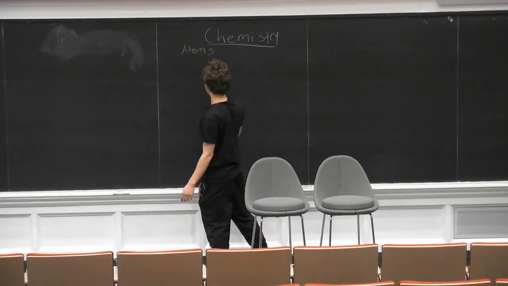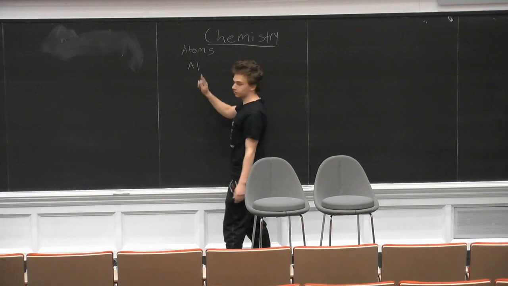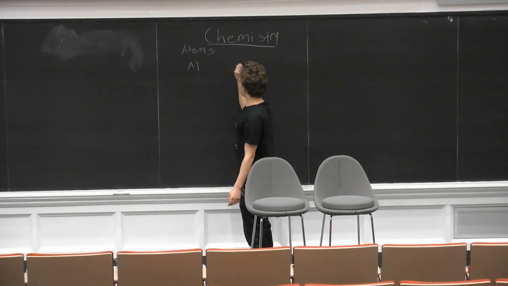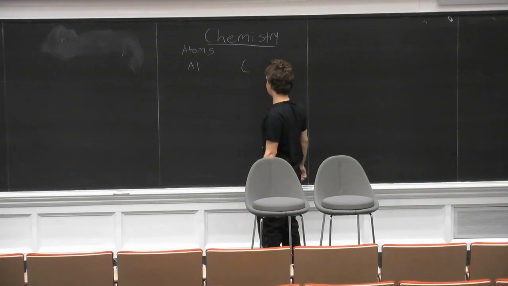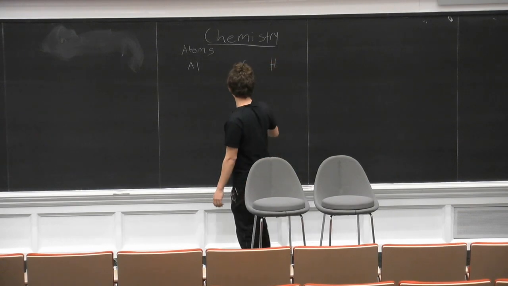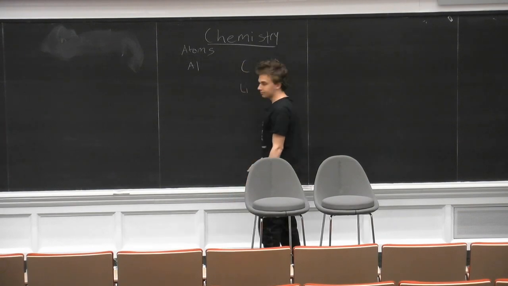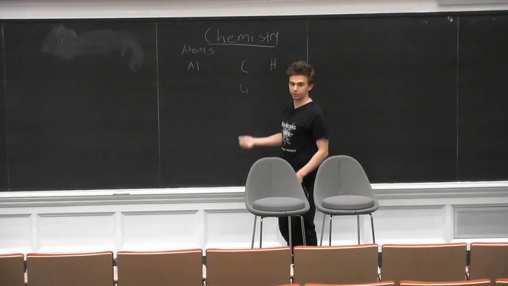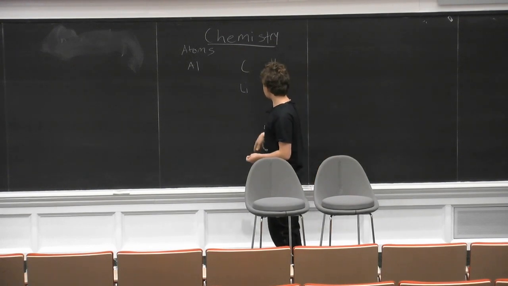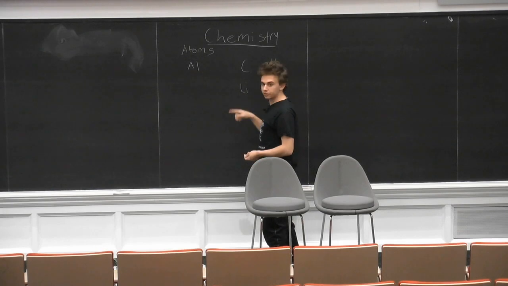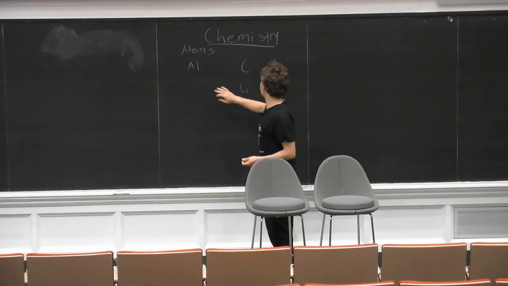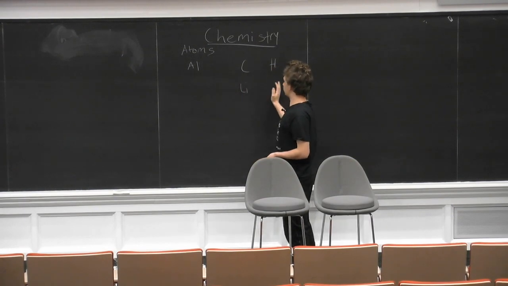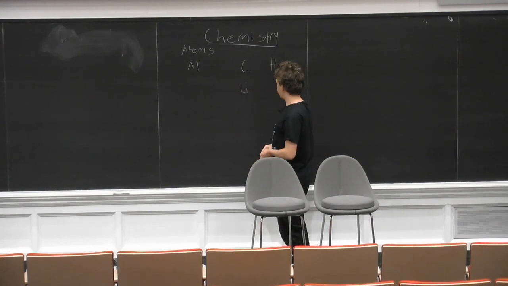So you have an element like aluminum, which is the symbol Al. You have carbon, which has the symbol C, and you have hydrogen, which has the symbol H, right? So you have lithium, that also has one valence electron, which we'll get into later. So these are just the different names of different elements. They have the shorthand notation because that's how you identify them.